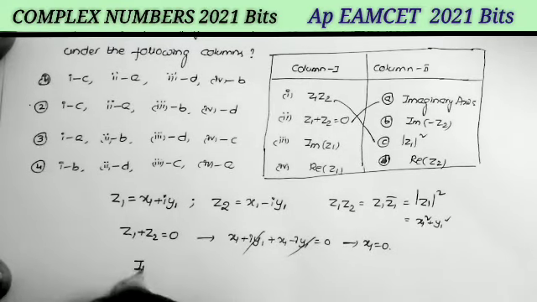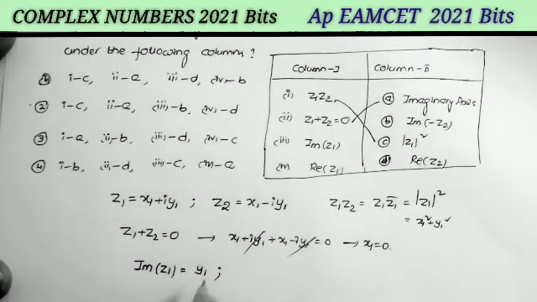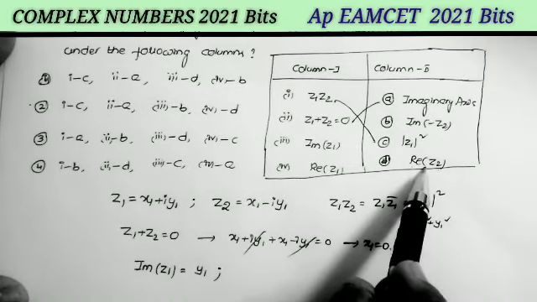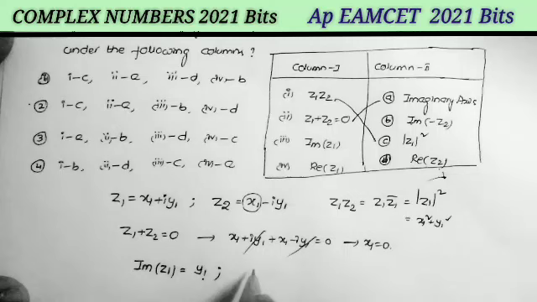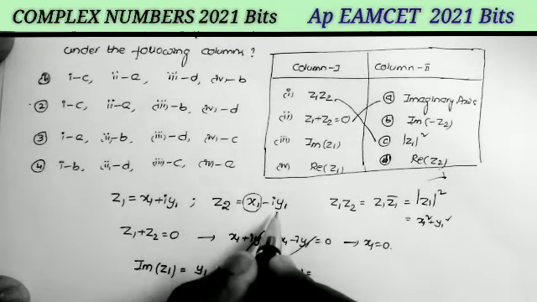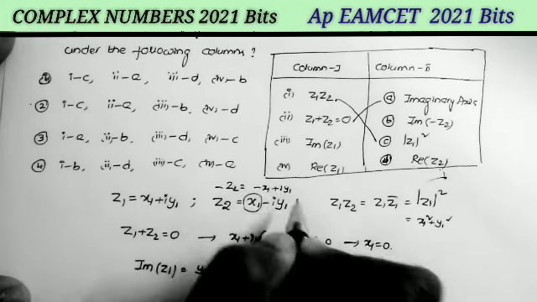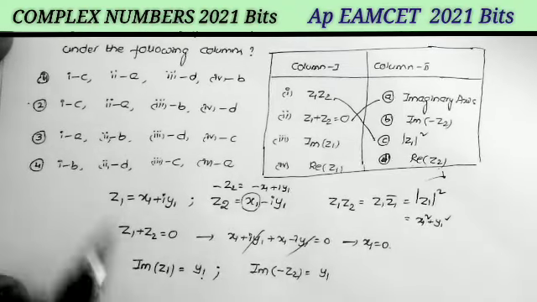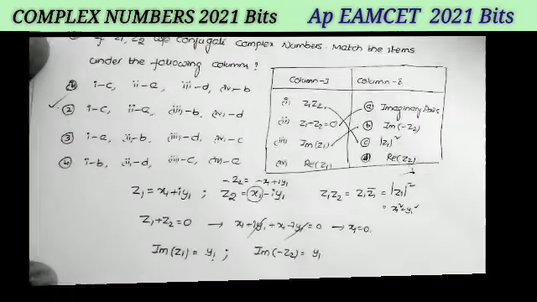So what is the third one? Imaginary part of z1. What is the imaginary part of z1? That is only y1 here. Now what will be the remaining two options? Imaginary part of minus z2, real part of z2. What is the real part of z2? x1. But this is y1, so this is not the correct one. Checking the imaginary part of minus z2: z2 is equal to x1 minus iy1, then minus z2 is equal to minus x1 plus iy1. So what is the imaginary part of minus z2? This is also equal to y1. So the third one is connected to B. So the answer is the second option. Okay, that's all. That is the answer.